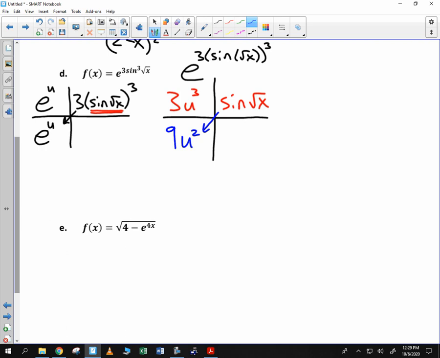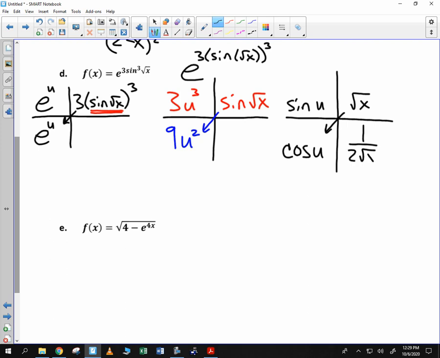The derivative of sine of root of x, let's require the chain rule one more time. I have sine of u, I have the root of x. The derivative of sine, as you know well, is cosine. The derivative of root of x, you've done that many times now, 1 over 2 roots of x. When you multiply the two together, I get cosine of the root of x over 2 roots of x.